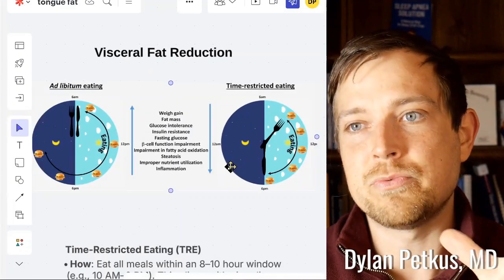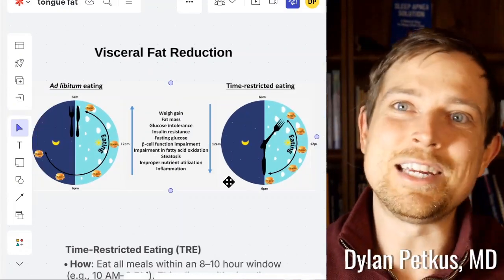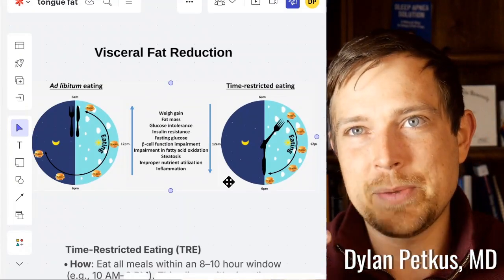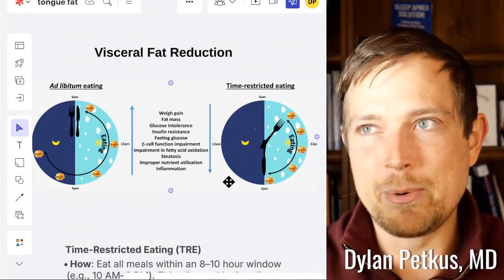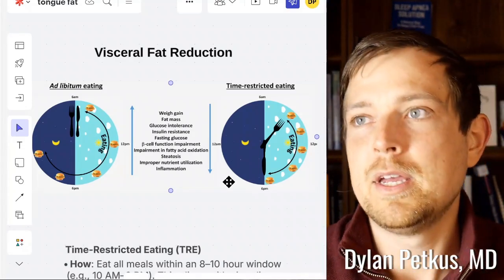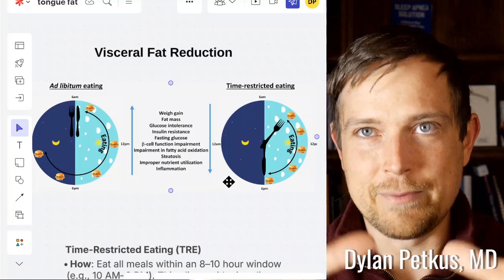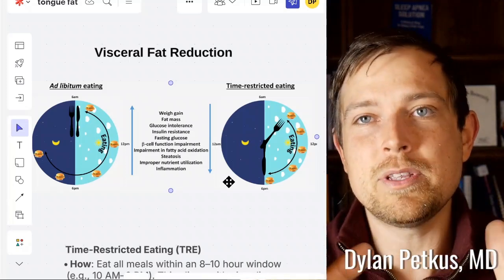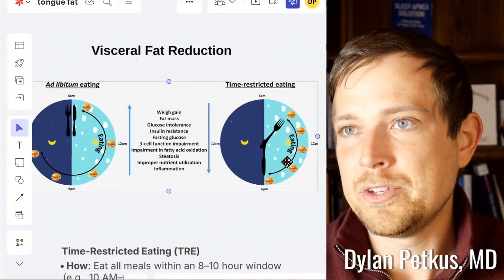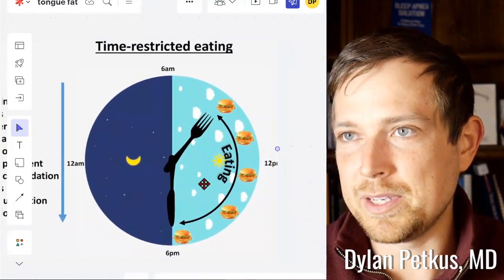And specifically, this is seen with time restricted eating more than intermittent fasting, which are overly fancy words for skipping dinner, which is time restricted eating, versus intermittent fasting, which is skipping breakfast. And still, for both of them, having an 8-hour-ish eating window and a 16-hour-ish fasting window. So effectively, that's what this is here.